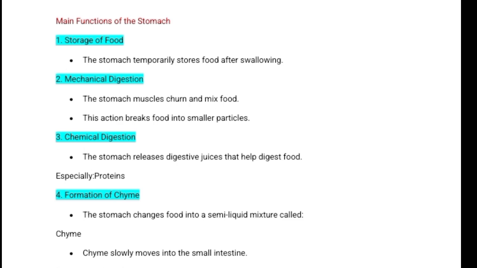2. Mechanical digestion. The stomach muscles churn and mix food. This action breaks food into smaller particles. 3. Chemical digestion. The stomach releases digestive juices that help digest food, especially proteins. 4. Formation of chyme. The stomach changes food into a semi-liquid mixture called chyme. Chyme slowly moves into the small intestine.